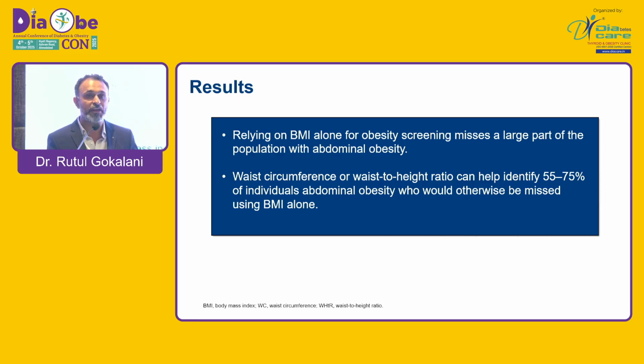So relying on BMI alone for obesity screening misses a large part of the population with abdominal obesity. This is why our Indian cutoffs are a little different from the Caucasian population, and this is why BMI more than 23 is considered obese or overweight in our Indian subset. So waist circumference or waist to height ratio can help identify 55 to 75% of individuals with abdominal obesity who would otherwise be missed using BMI alone. So this is why we should not consider only BMI in our Indian patients.